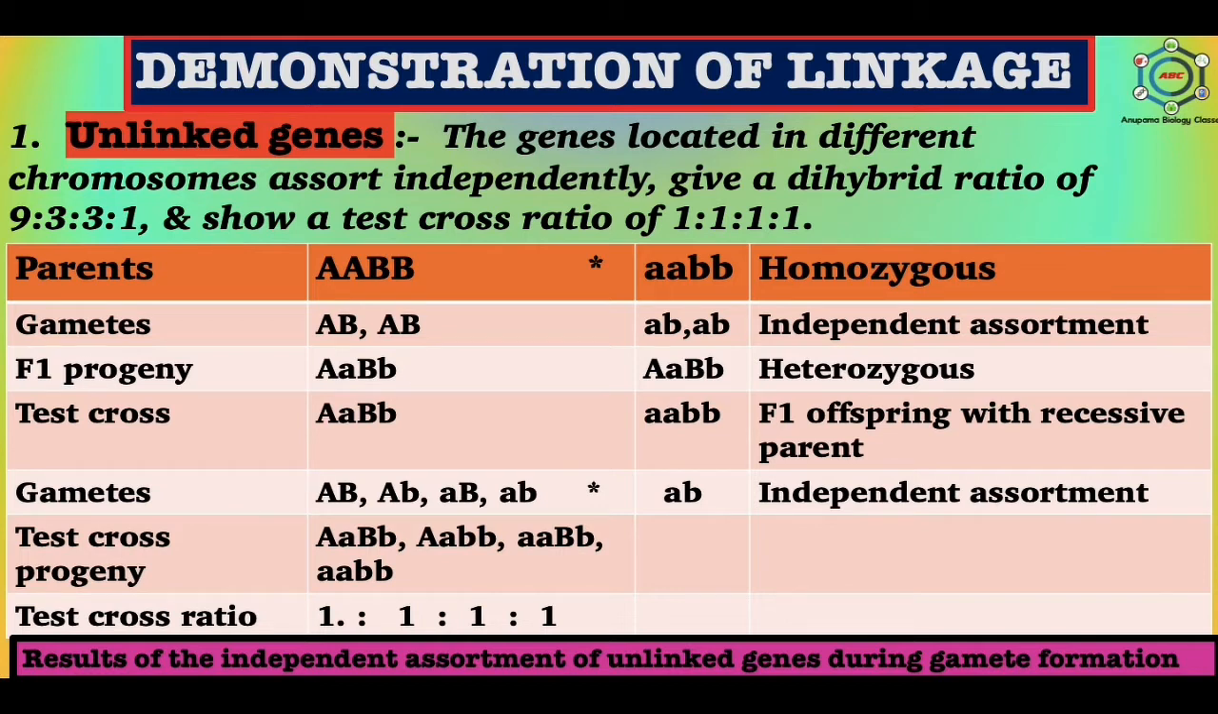Then at the time of gamete formation, independent assortment occurs, and after this in the F1 progeny, a heterozygous condition develops, that is capital A, small a, capital B, small b. After the test cross, here the heterozygous dominant, capital A, small a, capital B, small b, is crossed with the homozygous recessive, and in the test cross progeny, there are four types of individuals formed in equal proportions. So here you can see the ratio of 1:1:1:1, and it shows the result of the independent assortment of unlinked genes during gamete formation.